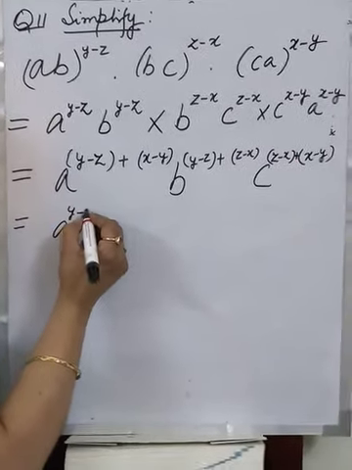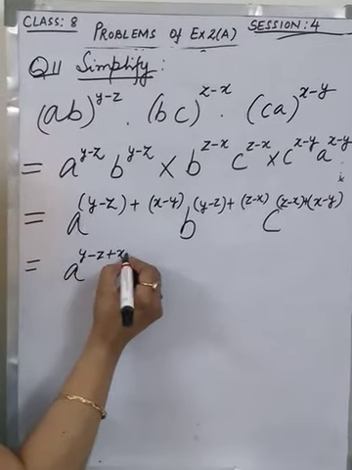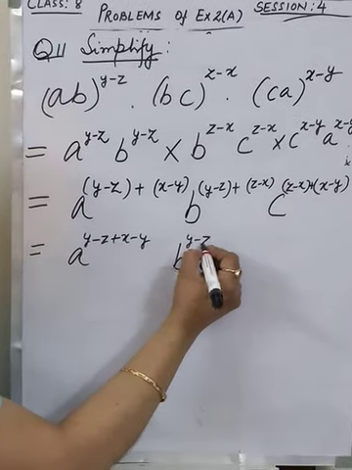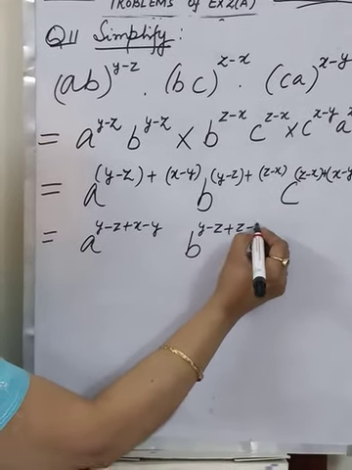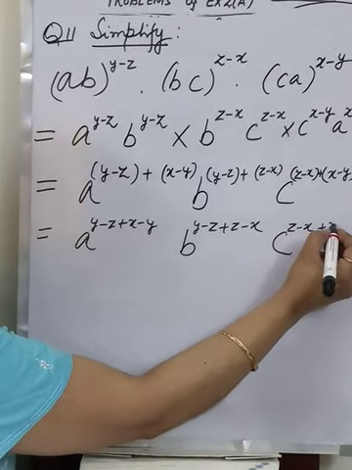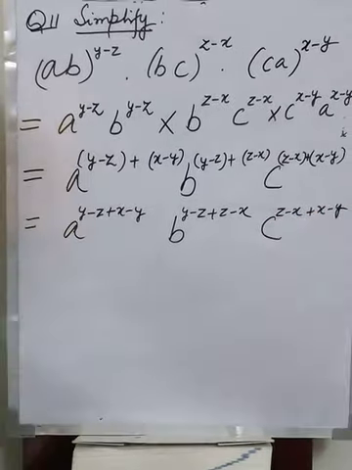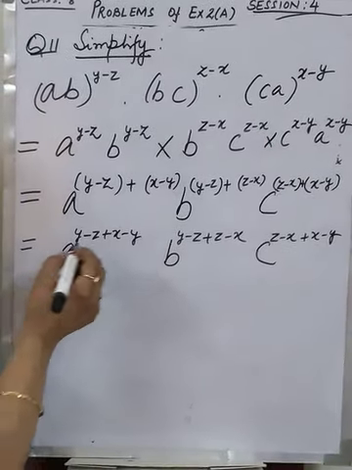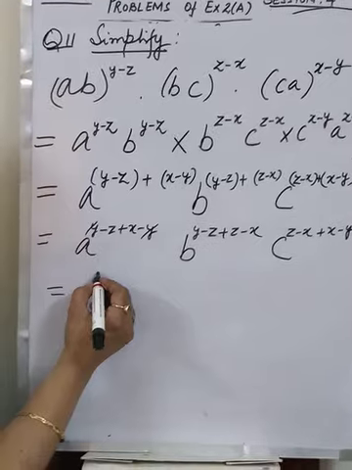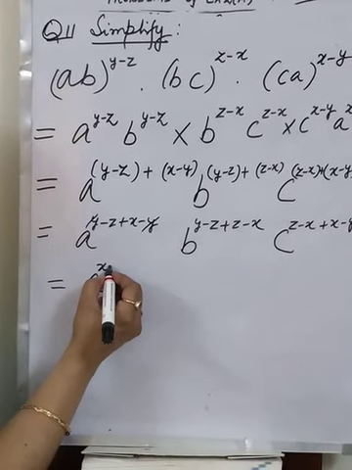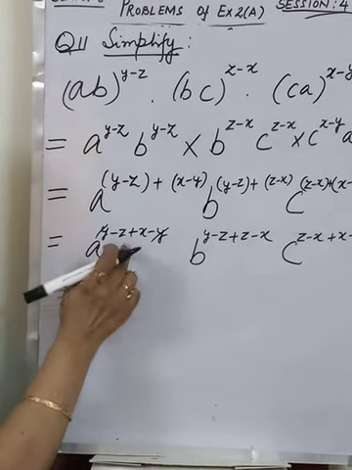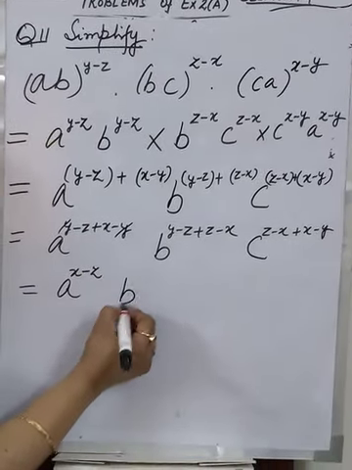It becomes a to the power y minus z plus x minus y, b to the power y minus z plus z minus x, and c to the power z minus x plus x minus y. We solve it, what gets cancelled? Here y and y get cancelled. What are we left with? A to the power, first here write the positive power, then negative. So x first I am going to write and minus z later on.